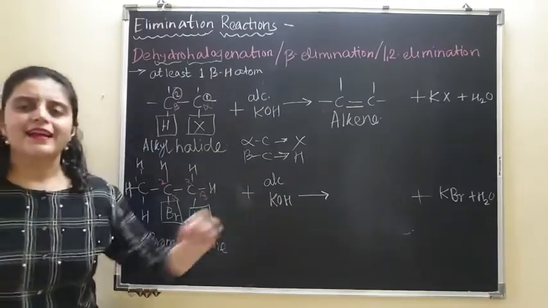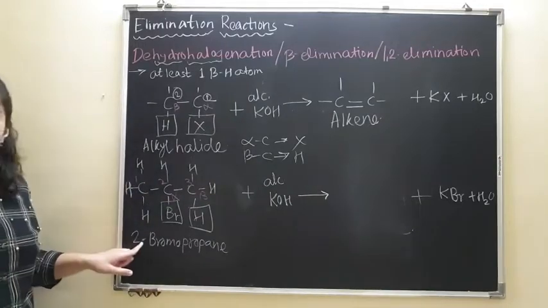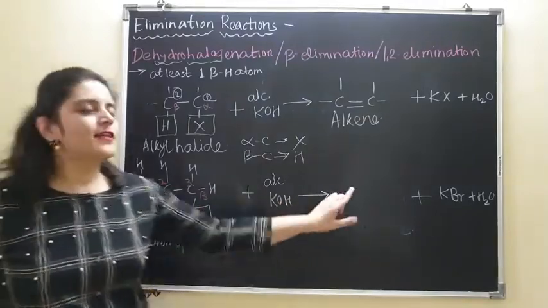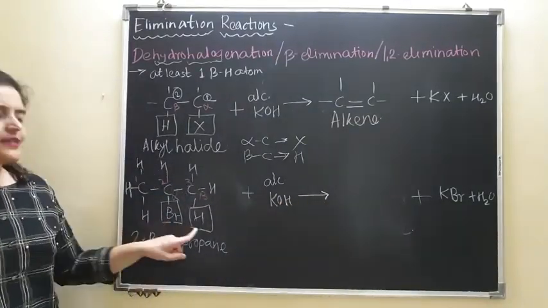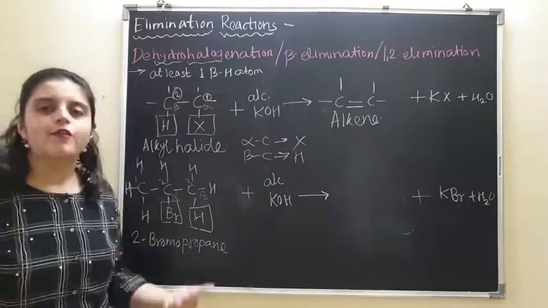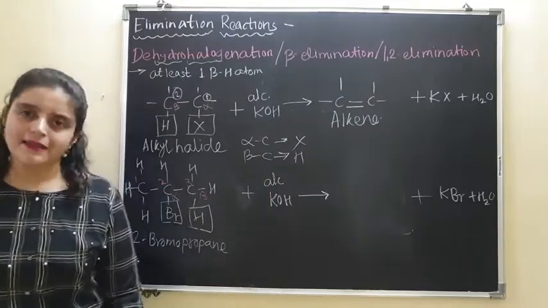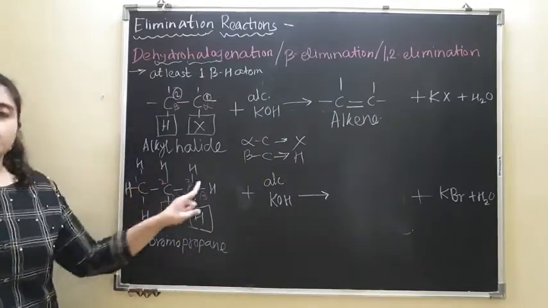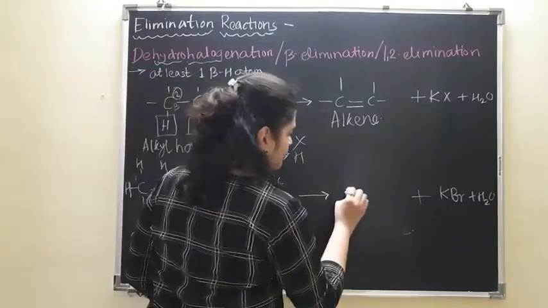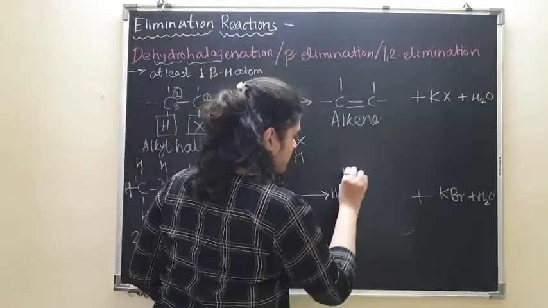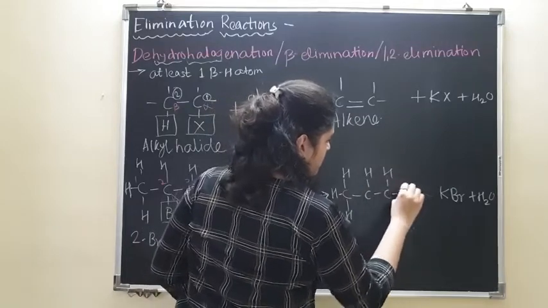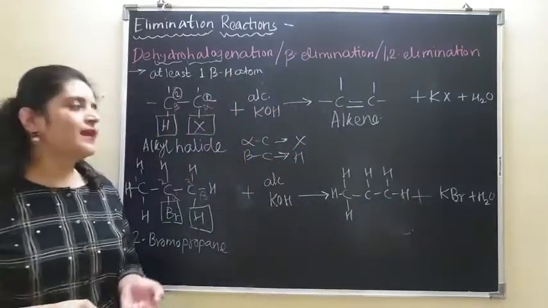So now while writing the product, what are we going to do? We will copy the entire structure without bromine and hydrogen, or else what you can do is copy the structure as it is and later on erase this Br and H, because this Br and H is already eliminated. Whichever way you are comfortable, you solve the reaction by that method. So right now I am going to copy the remaining structure except Br and hydrogen.